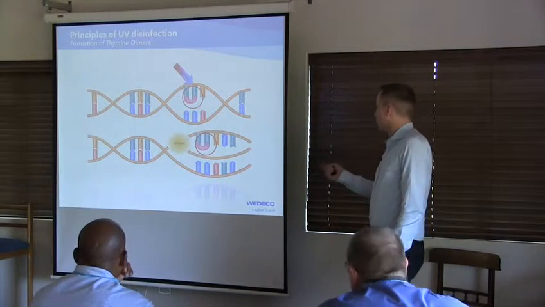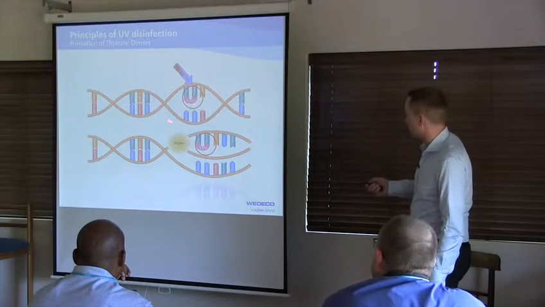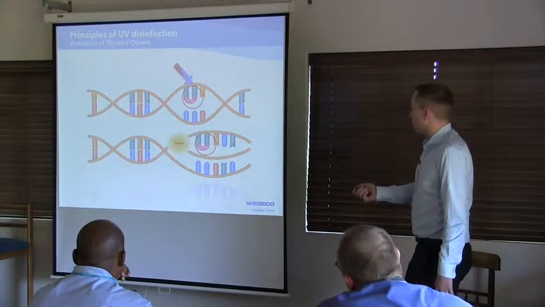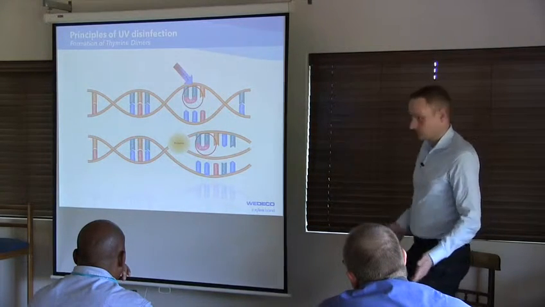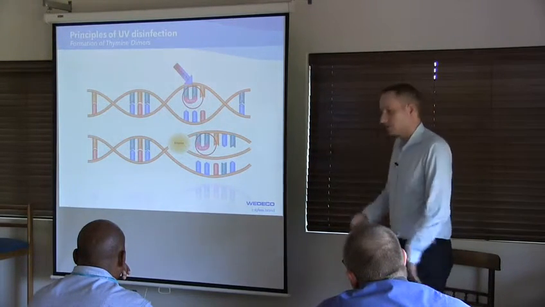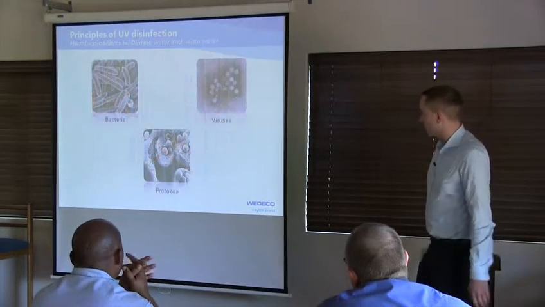This happens mostly through the formation of thymine dimers, which means if an enzyme comes and wants to reproduce the DNA, it will fail. And it happens not at once, but several thousand times in the DNA structure.